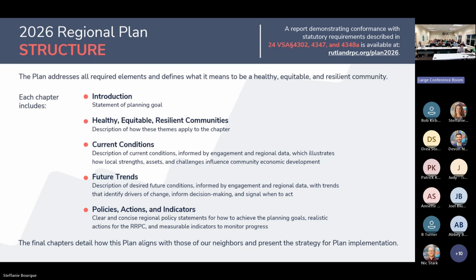So we have clear and concise regional policy statements for how we're going to achieve the planning goals, with realistic actions for the Regional Planning Commission to undertake, and then measurable indicators to monitor progress. And then the final chapters of the plan detail how it aligns with those of our neighbors and present the strategy for plan implementation.